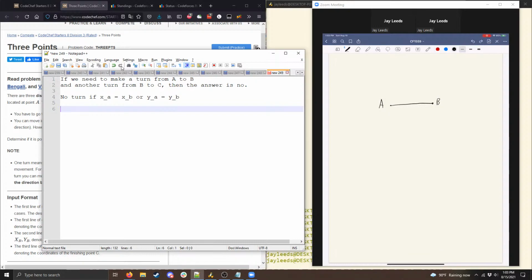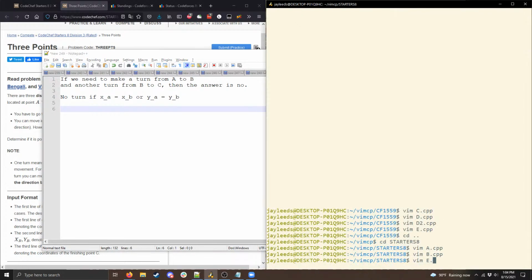So in general, if we have to go in a certain direction to get to B, like if we have to increase X to get to B, then we can't decrease X to get to C. And it turns out that we can show that these conditions are sufficient. So as long as we only have to make 1 turn, and as long as we don't have to reverse ourselves, then we're good. So I'll show you how I implemented this.